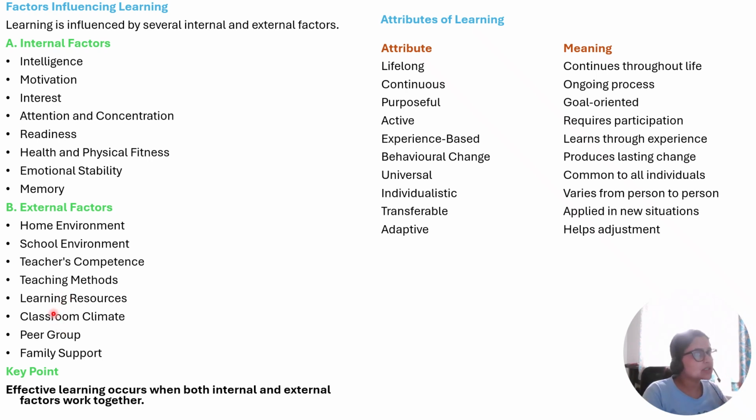Then various learning resources that the teacher uses, like laboratory, playgrounds, etc. Then classroom climate, then peer groups, friends are also very important. Then family support. Family support is most important for anything. Okay, then what are the various attributes of learning?